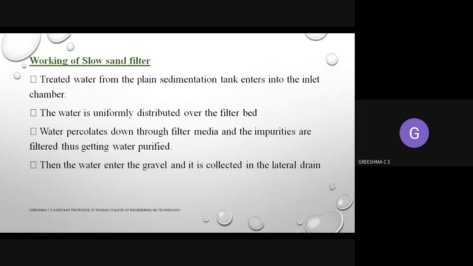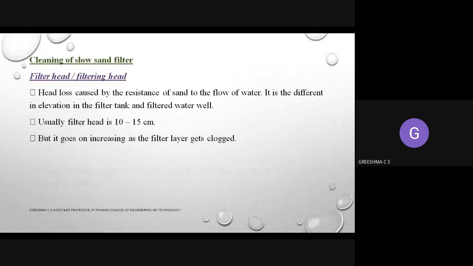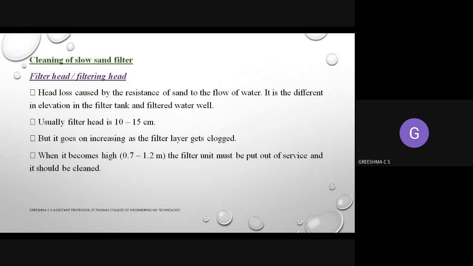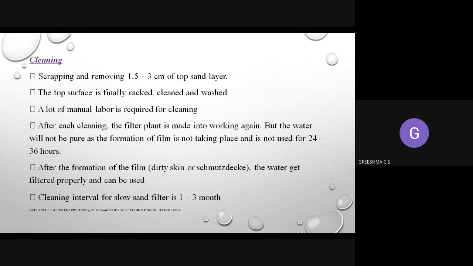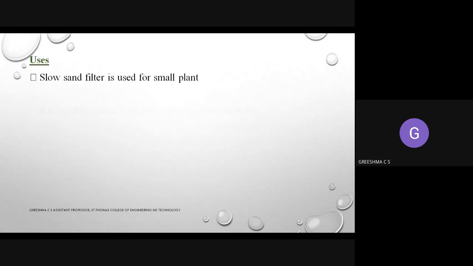Working of Lausanne filters, we have discussed. Cleaning, that also we have discussed. Here there are no other cleaning techniques, you are just scraping it. And this Lausanne filter has to be cleaned in 1 to 3 months.